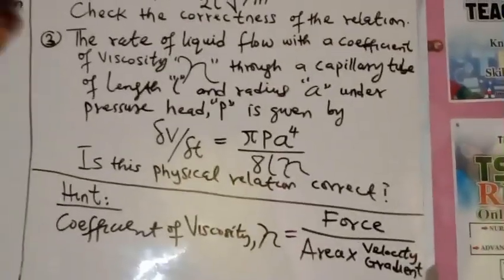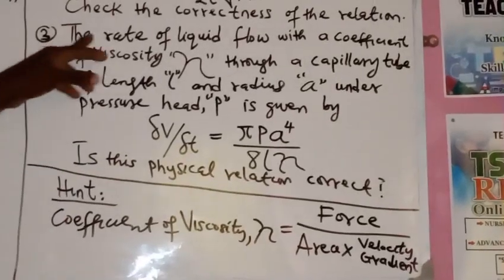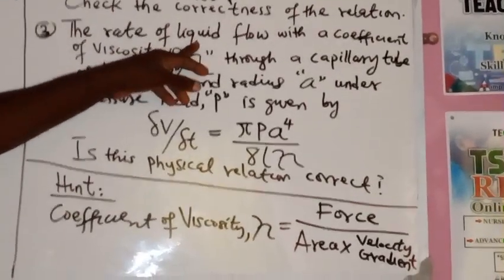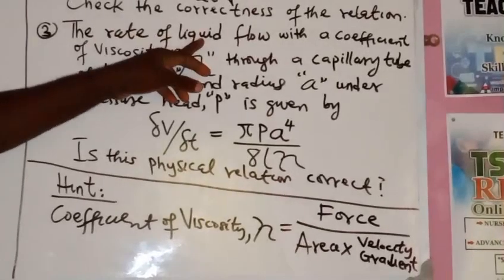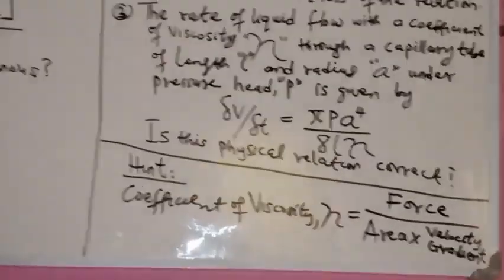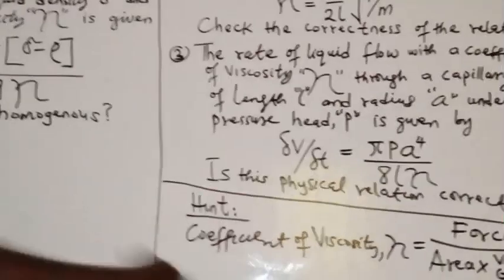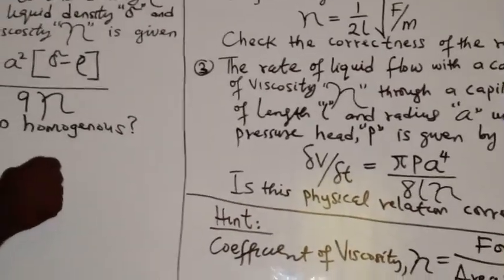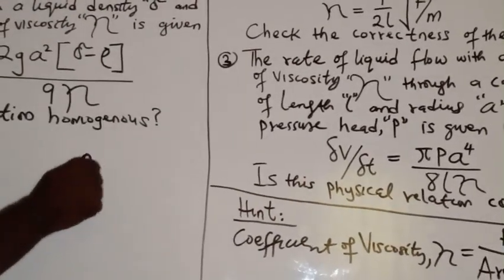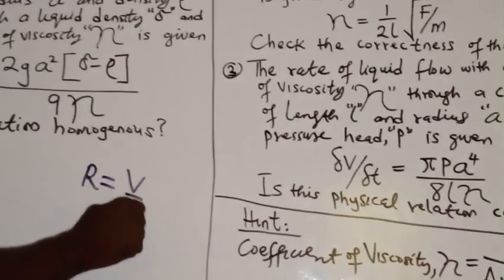The third one that I also want you to practice is the rate of liquid flow. Now, anytime you hear anything rate in physics, it means something over time. In this case, they are talking about liquid. Liquid is measured in volume. It means that rate actually means volume over time.